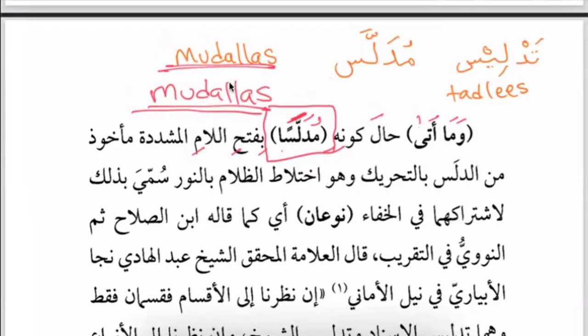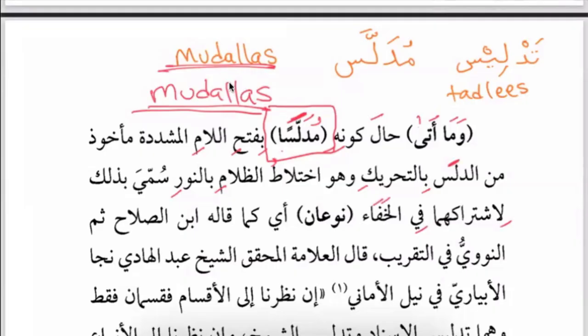This name is taken from the word dalas with fatha on the lam. It is for darkness to be mixed with light. It is named that because of their sharing in obscurity.